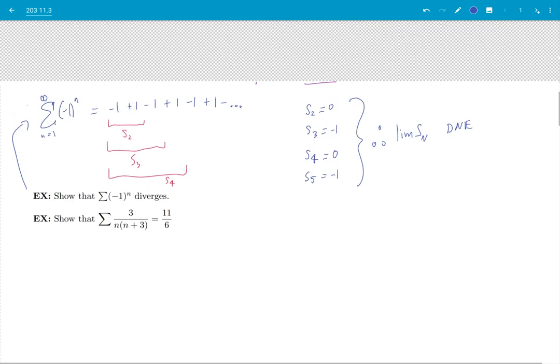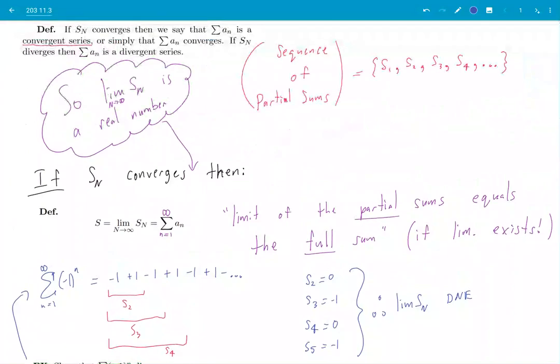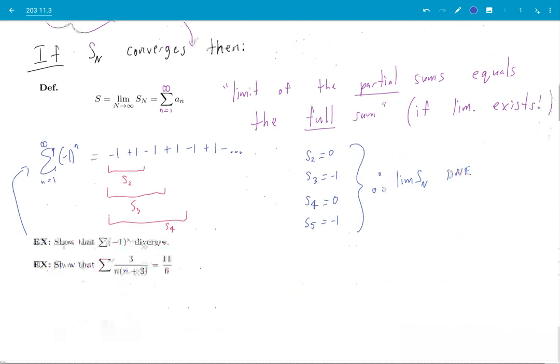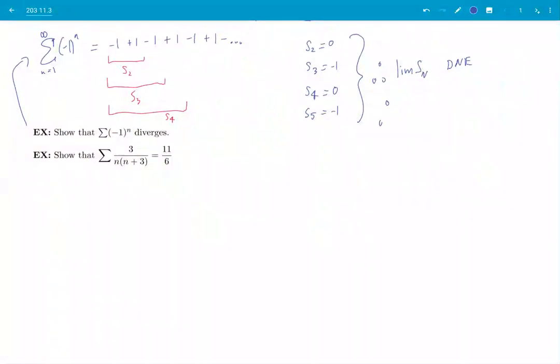So what do we say? We look at our definition up top here. The second sentence: if Sn diverges, then our series is a divergent series. So that's our conclusion here. Therefore, this series is divergent by definition.